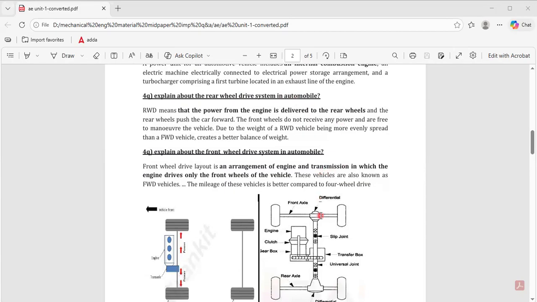So the fourth question, you can see: explain about the rear wheel drive system in the automobile. So what is happening? The rear wheel drive system means that the power from the engine is delivered to the rear wheels.